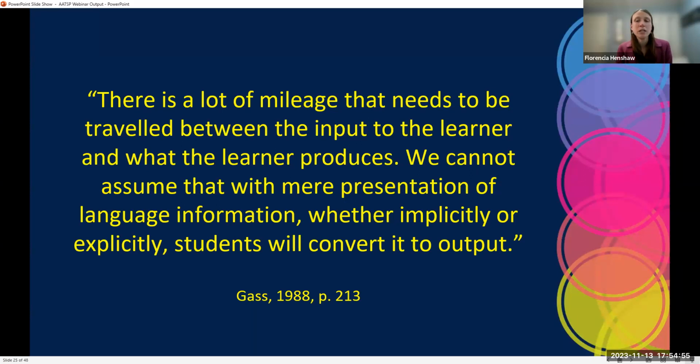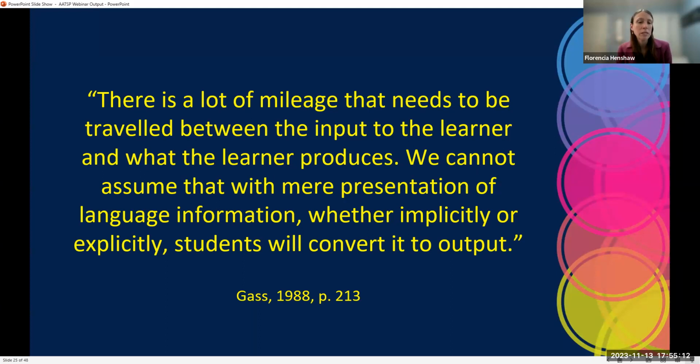We need to be patient. We need to be patient when it comes to going from input to output. There was a comment before about more practice before output. We need to make sure that we are giving them a lot more and that we have realistic and very slow expectations of moving from input to output.